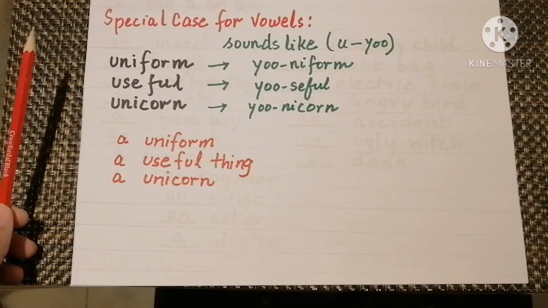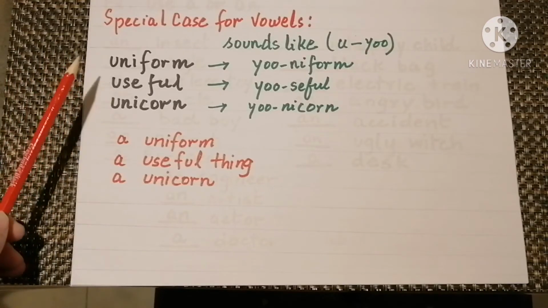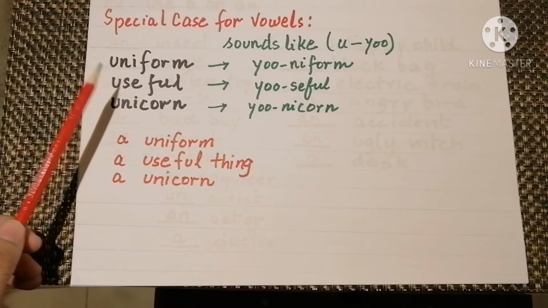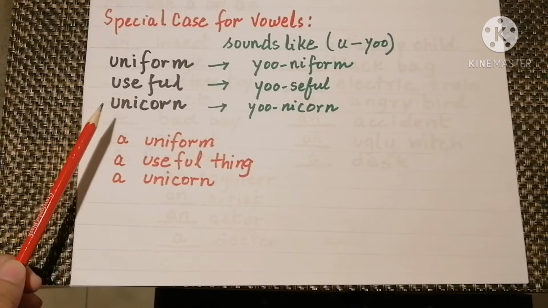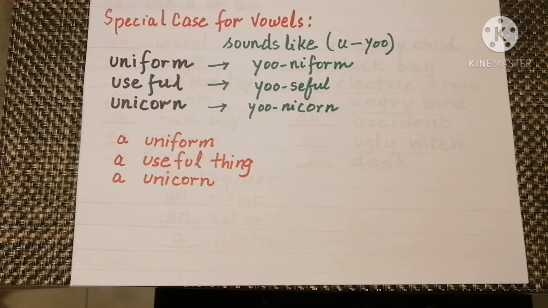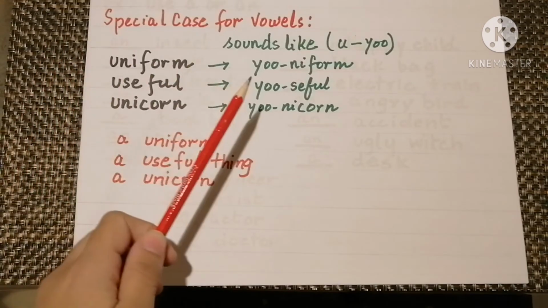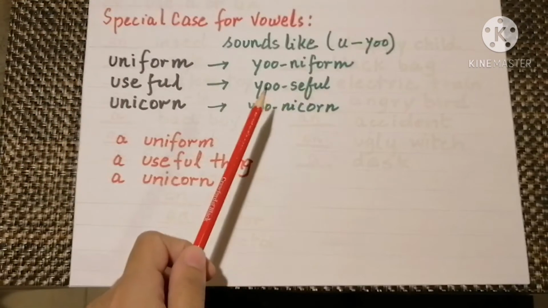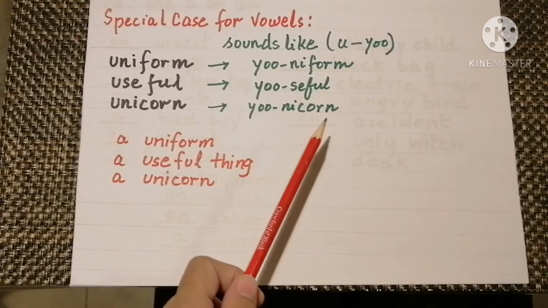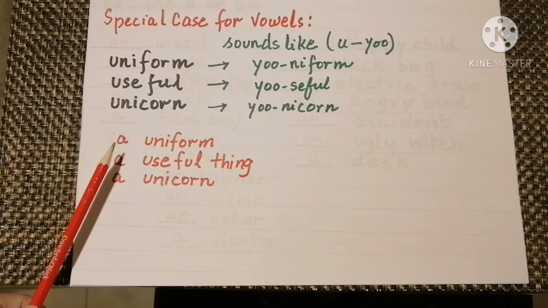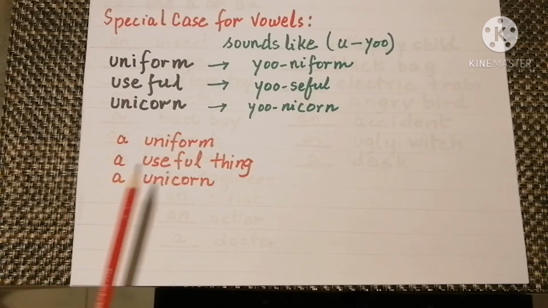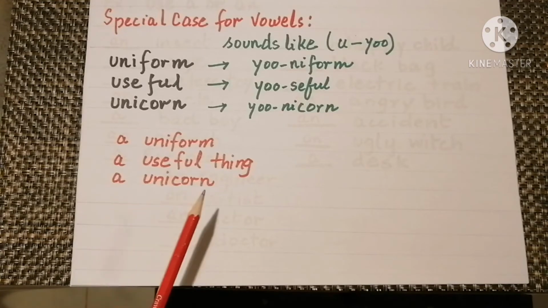Special case for vowels. Now say these words: uniform, useful, unicorn. Here the alphabet U sounds like "yoo": uniform, useful, unicorn. So we use a: a uniform, a useful thing, a unicorn.